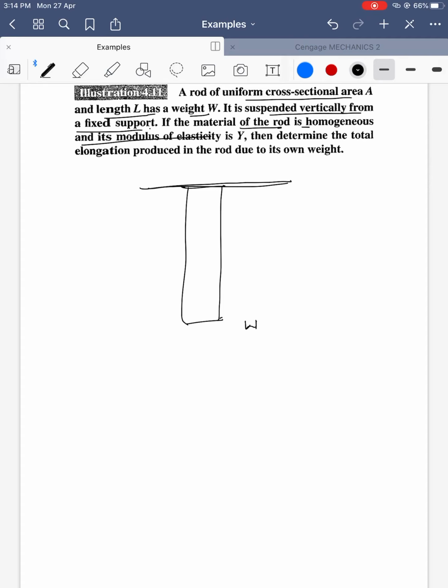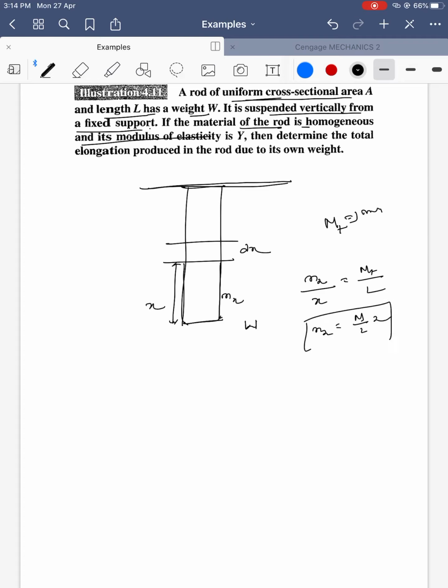The rod has weight W, or assume the total mass of the rod is M. First of all, we should assume at a small distance x there is a small length dx. How much is the downward weight that is acting? Mass up to x, since this is a uniform cross section, is the mass per unit length times x: m_x is equal to total mass by total length, m_x = (M/L) x.